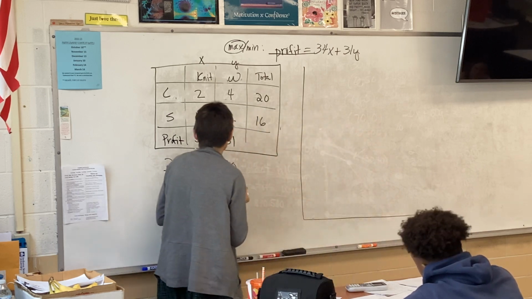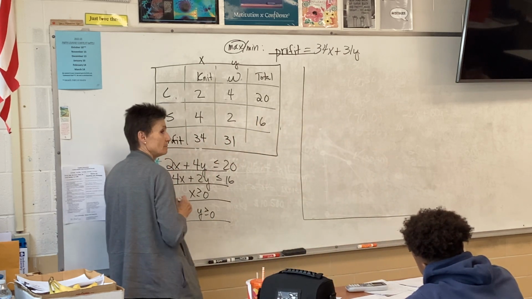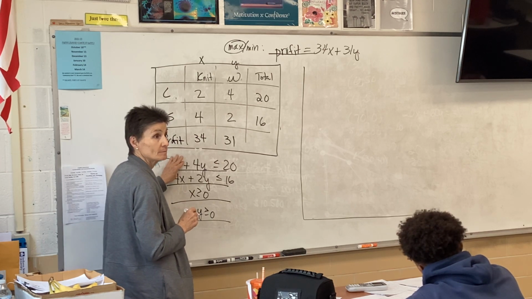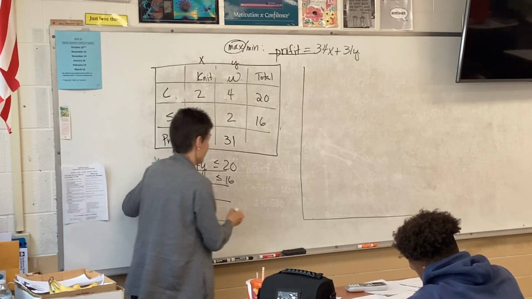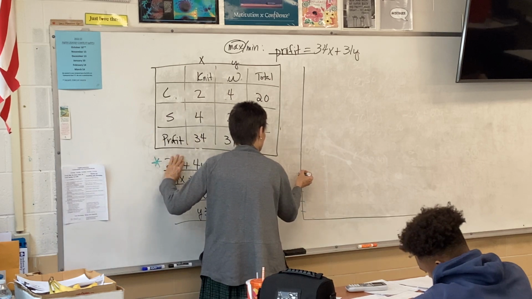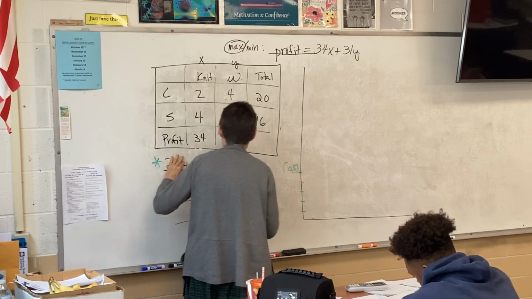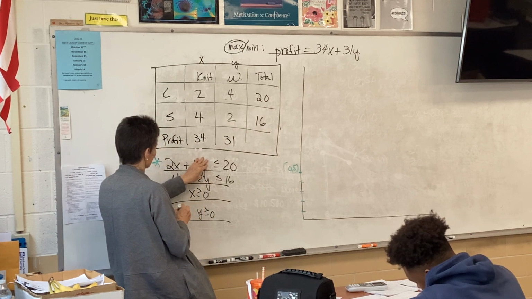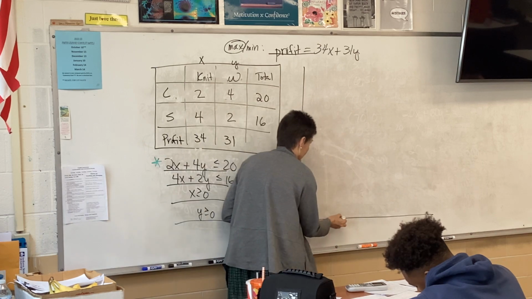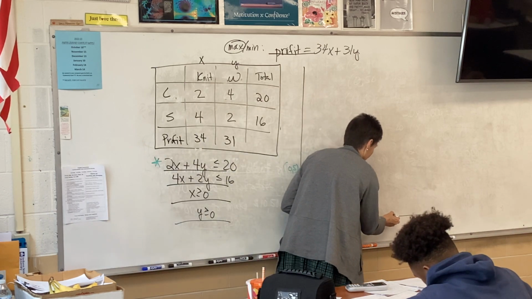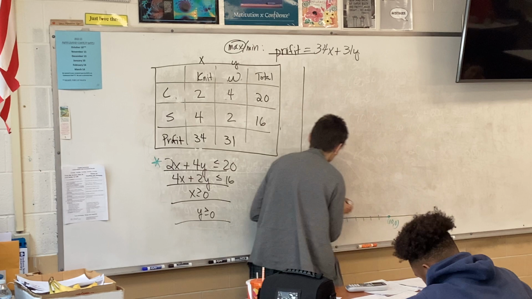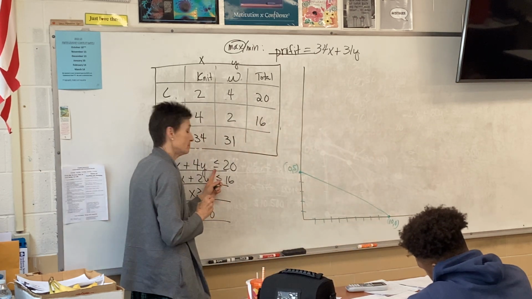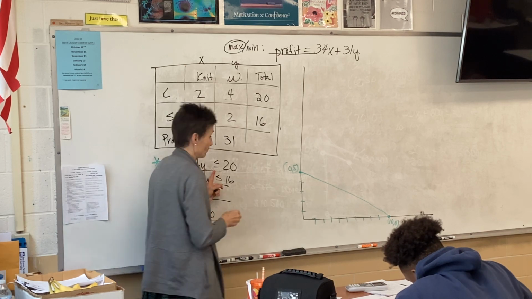Do a green one this time. It's going to be my green equation right here. So if I cover up X, it looks like Y is 5. 0, 5. And if I cover up Y, it looks like X is 10. Connect it with as straight a line as you can. There we go. And shaded down.